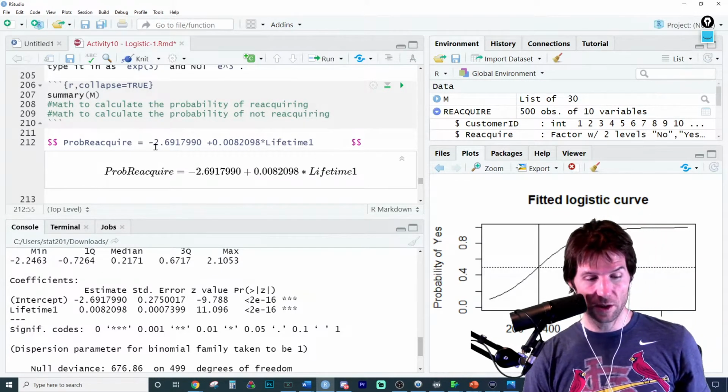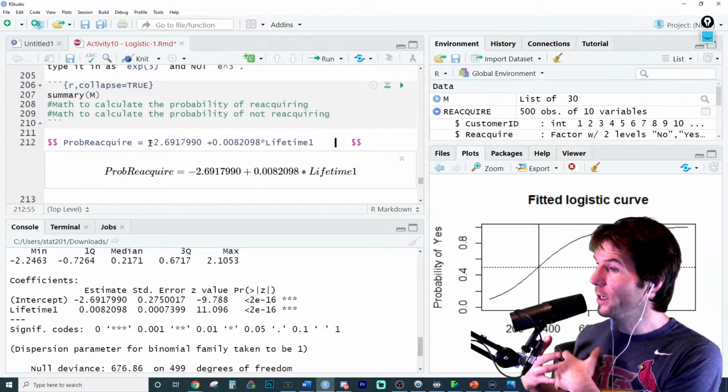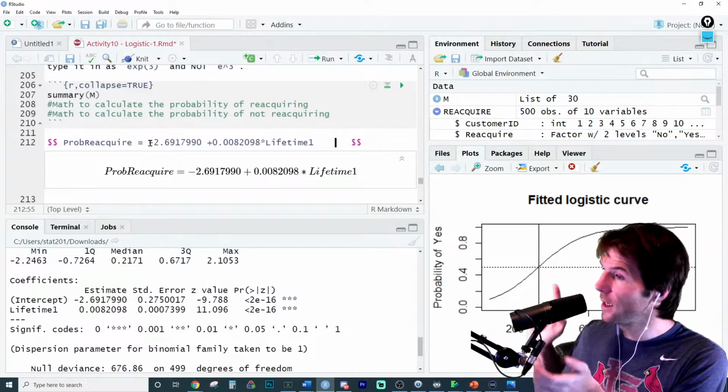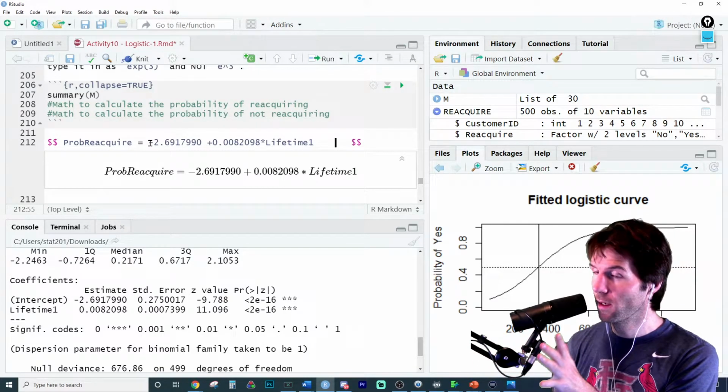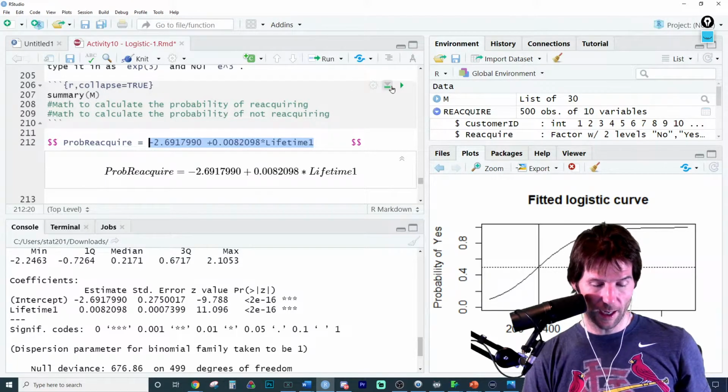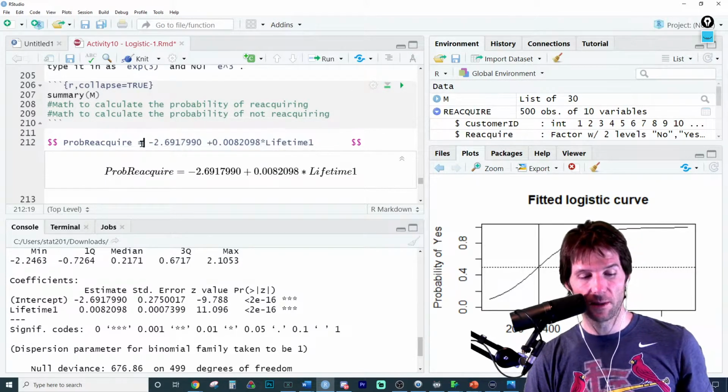We have to take this equation and do e raised to the equation over 1 plus e raised to the equation. The reason is we're not doing a line anymore. This is the equation of a line. So what we have to do, and I think I can do this with LaTeX, is take it. It's going to look pretty complicated for a second.